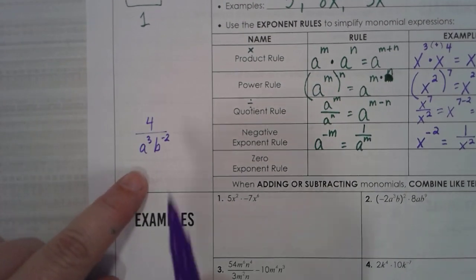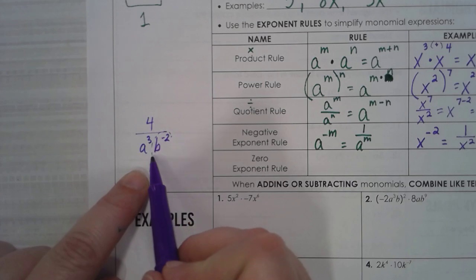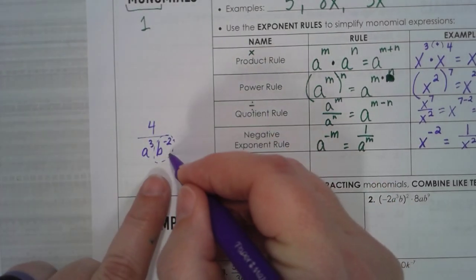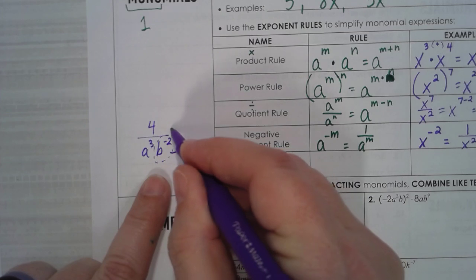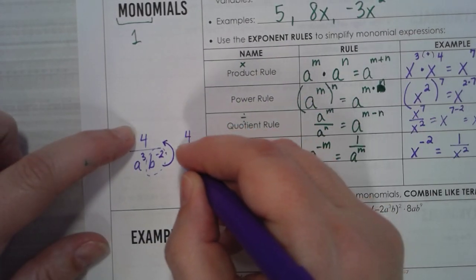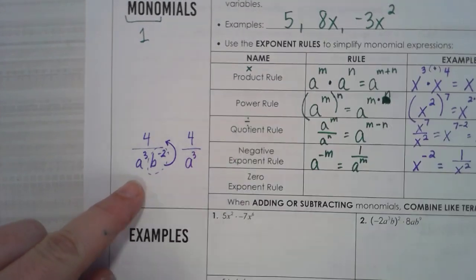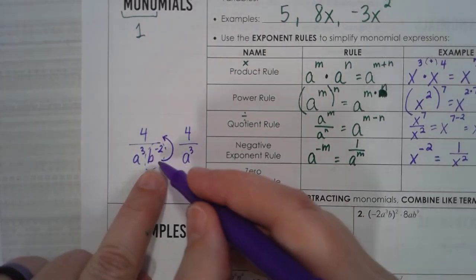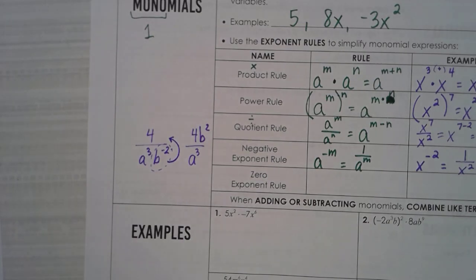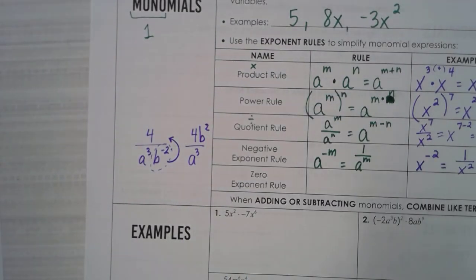Okay, all of this is fine except for this b to the negative 2 power. I can't have that. So what we're going to do is take this and flip it up to the top and change it to positive. So the 4 stays there. The a to the third stays there because those aren't negative or anything, but I'm going to get rid of this negative exponent by moving the whole thing up to the top and making it positive. Okay?